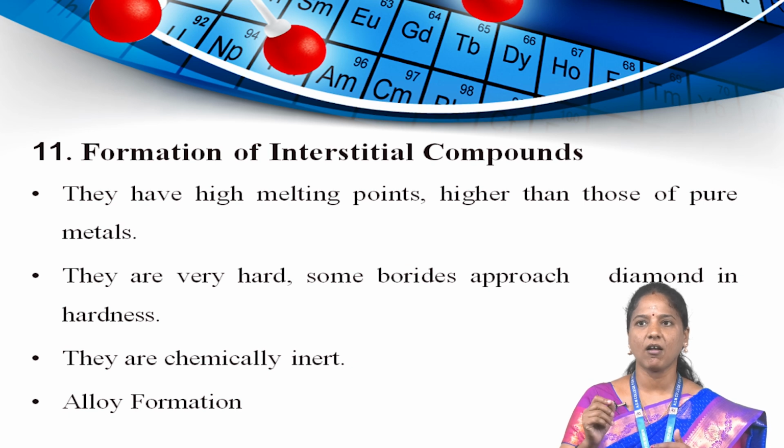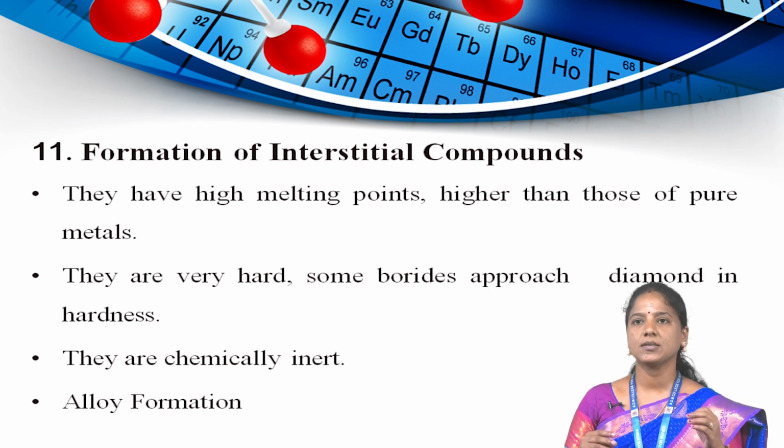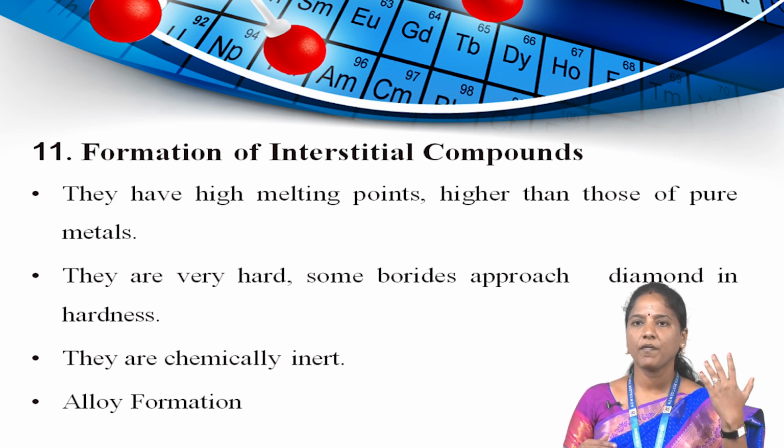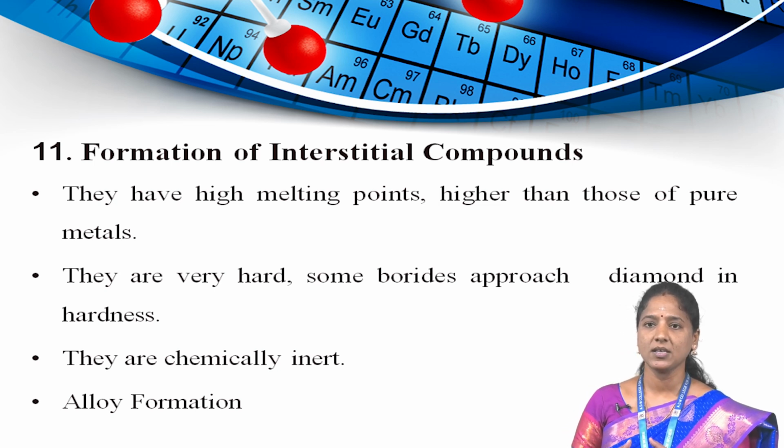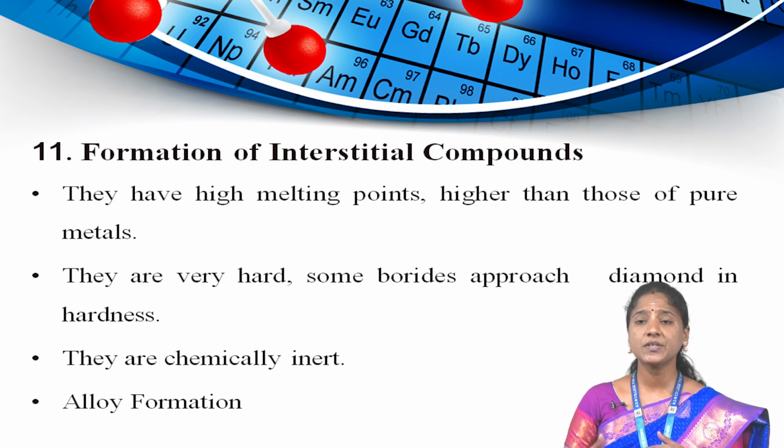Formation of interstitial compounds. The small size of non-metals, hydrogen, carbon, and nitrogen, allows them to fit into the voids of a crystalline solid of transition metals and form interstitial compounds. The principal physical and chemical characteristics of these compounds are as follows.